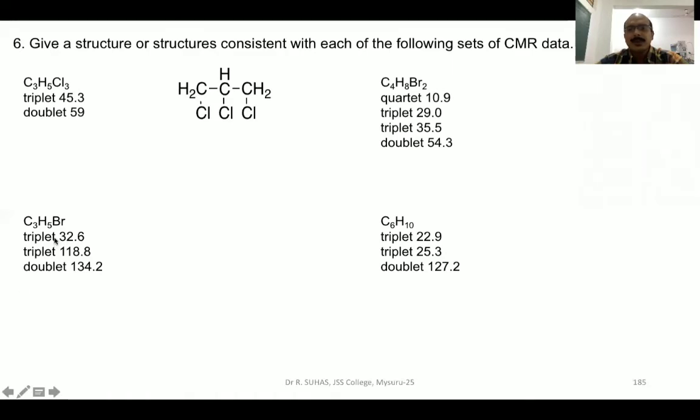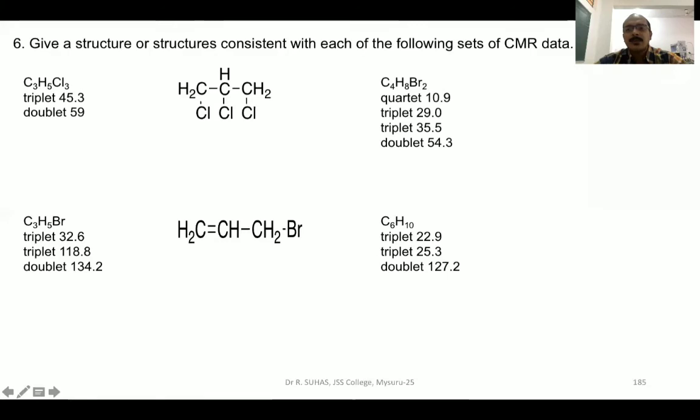So triplet, that means there should be one CH2. Another triplet, there should be one more CH2. So there are two CH2s and one CH because it is a doublet. So you must write CH2, CH, CH2, and you have to attach Br. Where you can attach Br is at this juncture because it is given as triplet. So there are two CH2 and one CH and another one Br.